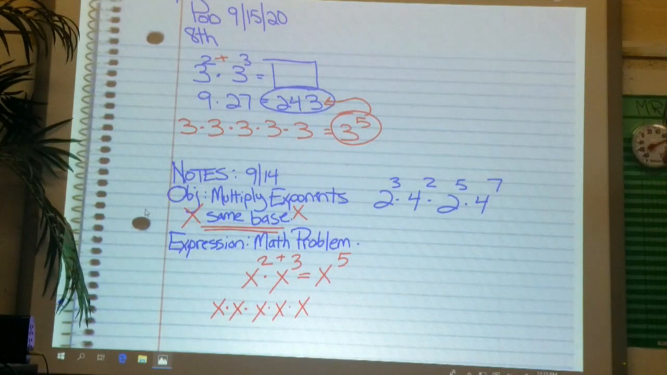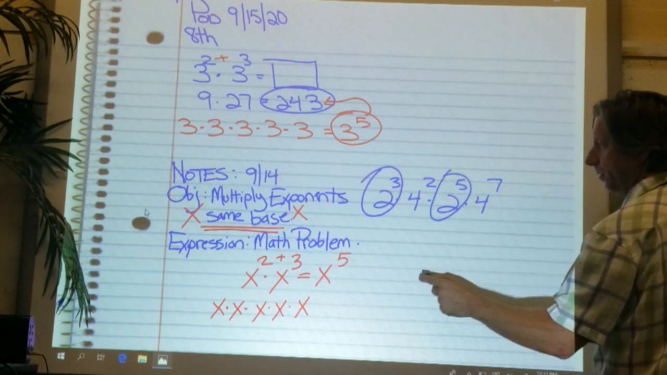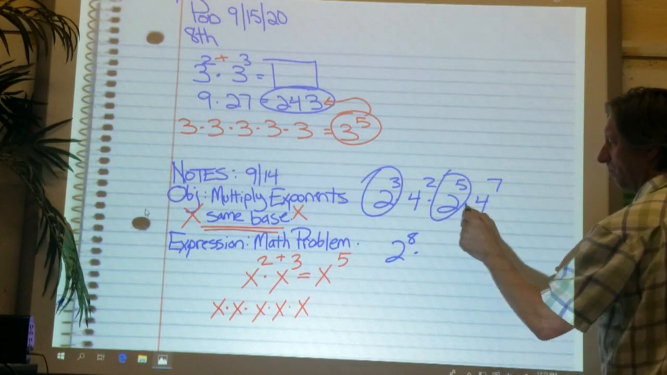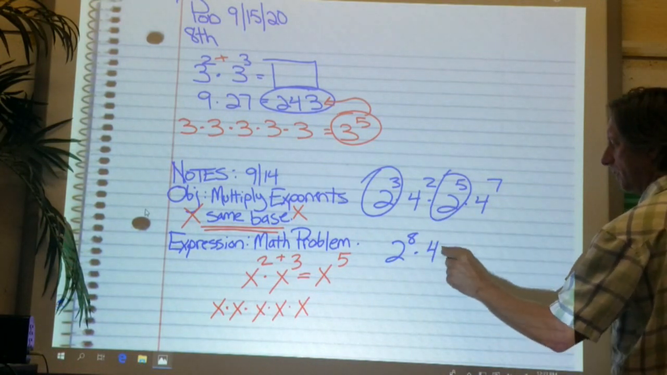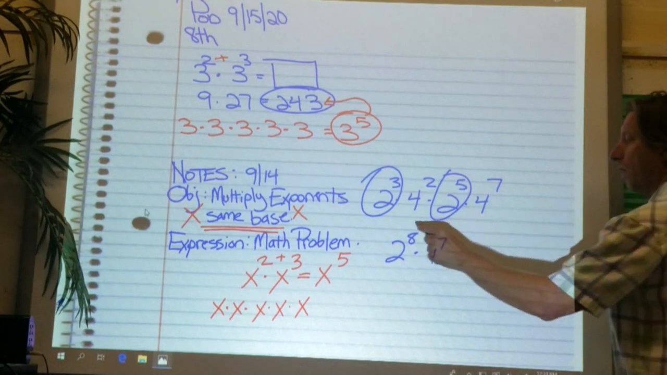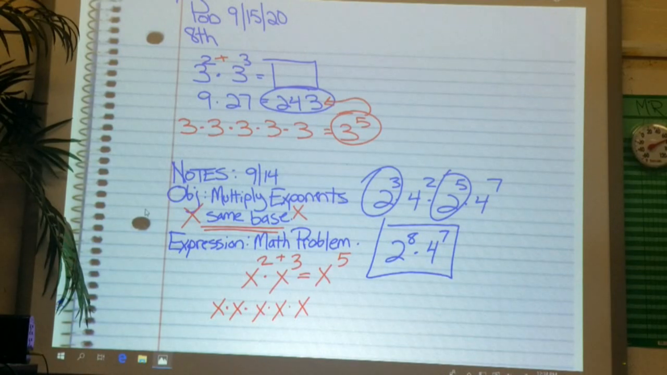Okay, this one. So which 2 have the same base? These 2 do. So that's 2 to the 8th times 4 to the 7th. And no, you don't have to figure out the answer. All they want is the simplified version of the expression. Okay? So pretty easy stuff.